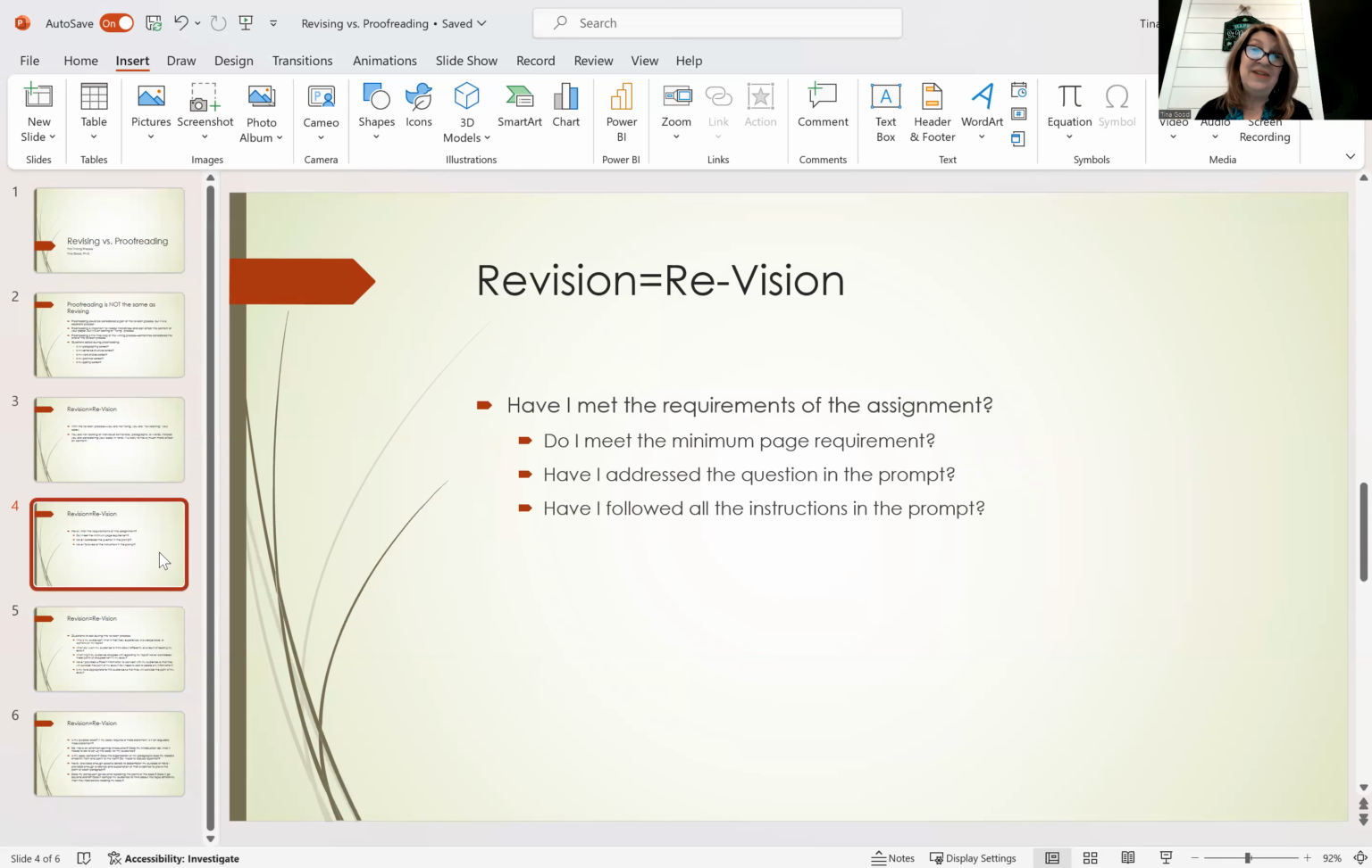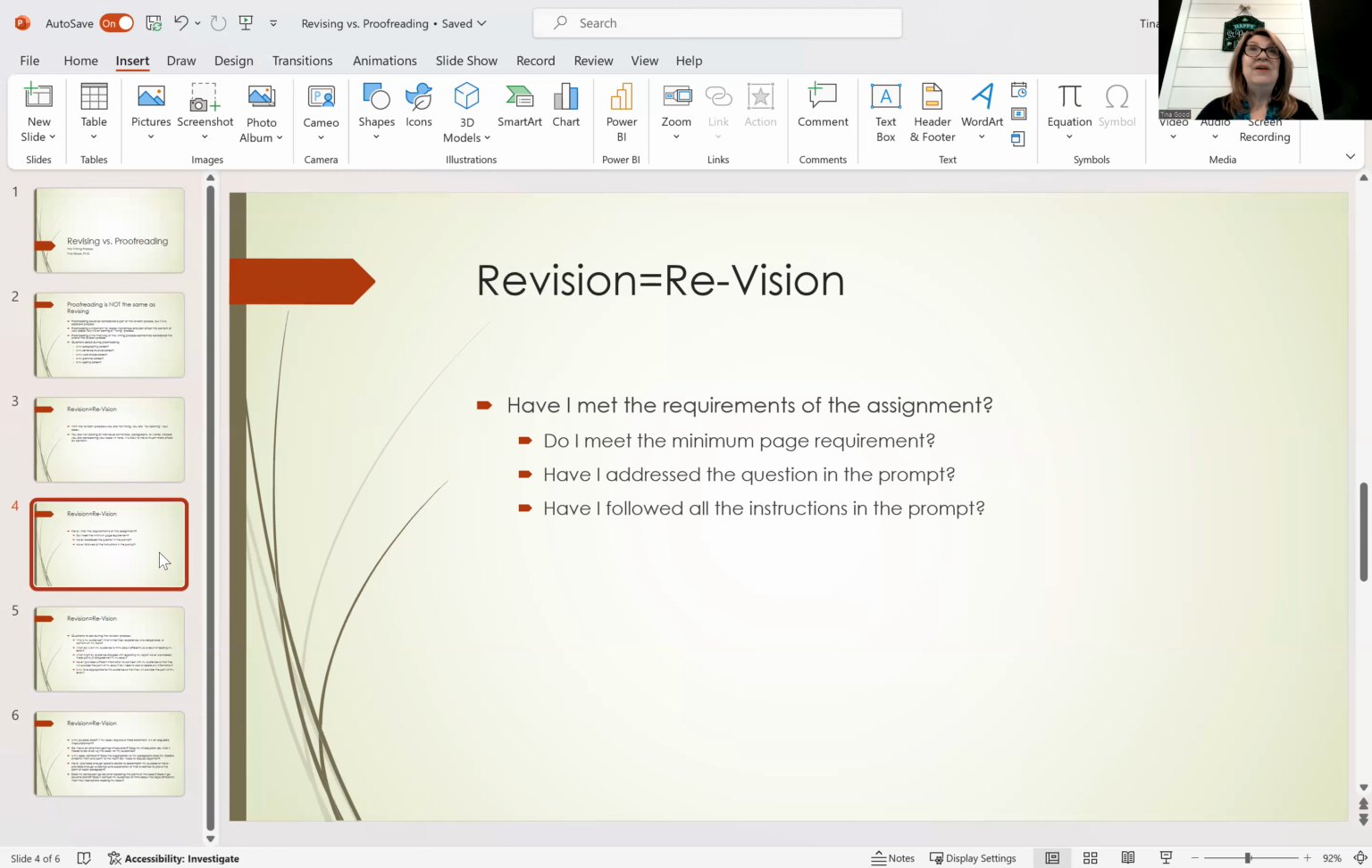Or maybe you haven't brought in enough evidence, but you've got to meet that page requirement, okay? And that's not just by tacking something on. And have you followed all the instructions of the prompt, right? Because there's going to be the prompt itself, and then there's going to be double space and all of that kind of stuff. So let's say you didn't double space, and then you double space and it changes how your essay looks. Okay, now you're maybe going to have to do some revision.